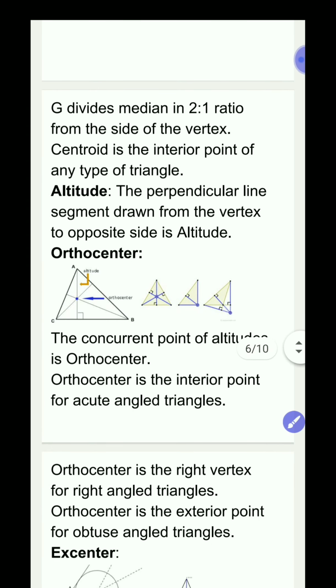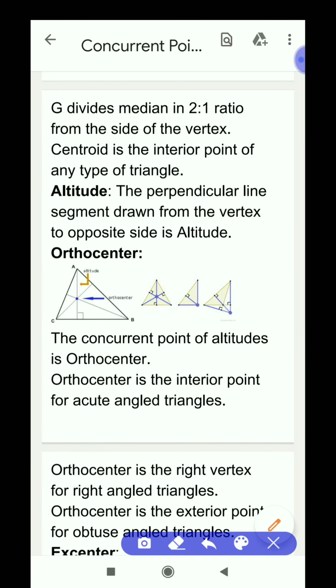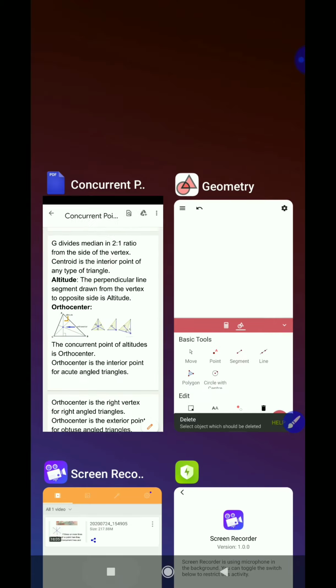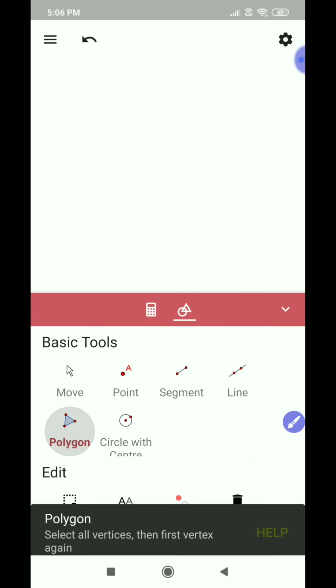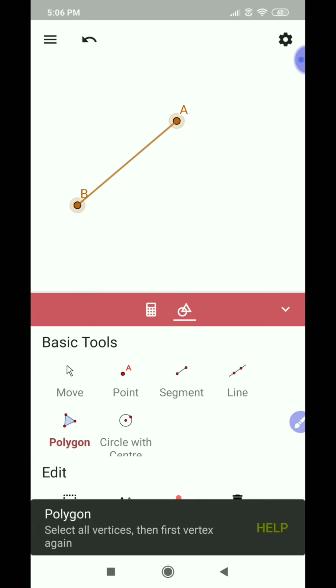Now altitude. What is an altitude? The perpendicular line segment drawn from the vertex to the opposite side is called an altitude. Sometimes it is also called height. Now, let us take a triangle ABC.